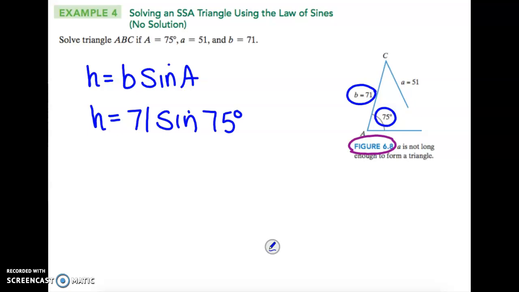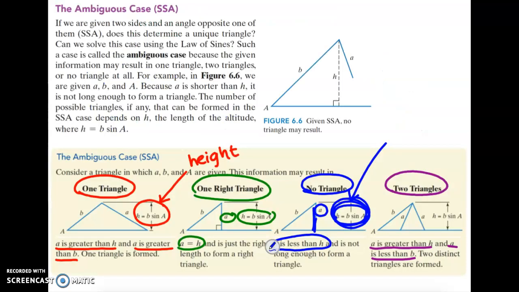So I'm going to go ahead and grab my calculator and type that in. And you're going to get that height to be about 68.6. So if we think of this height over here, here's our a value, which is 51. Our height is larger than that. So if we go back to this previous slide, right here, a is less than h. So no triangle could be formed.